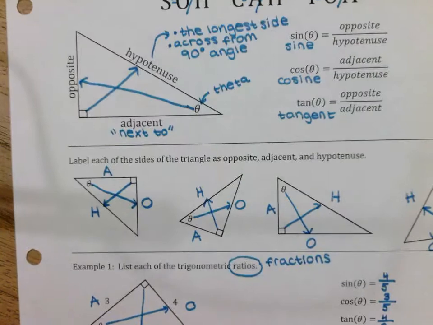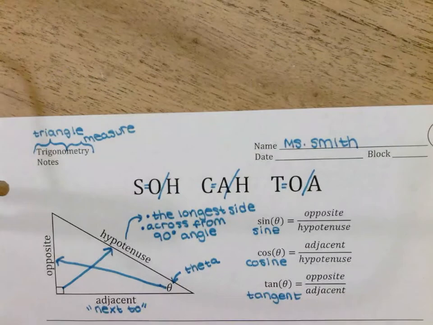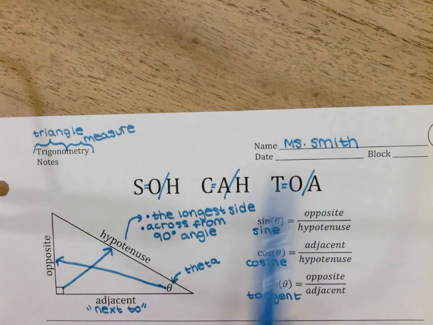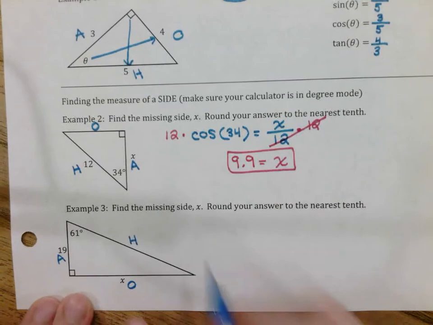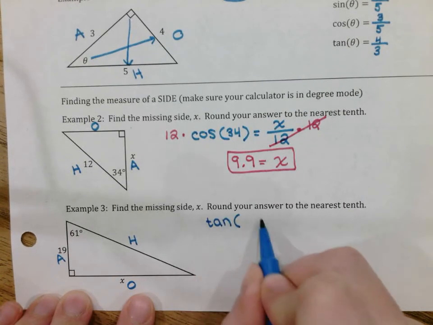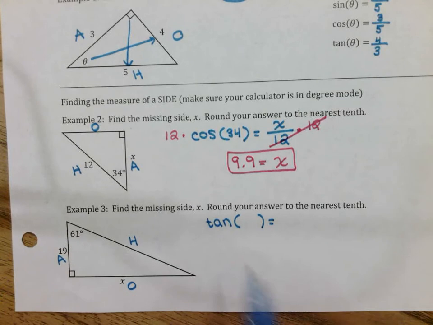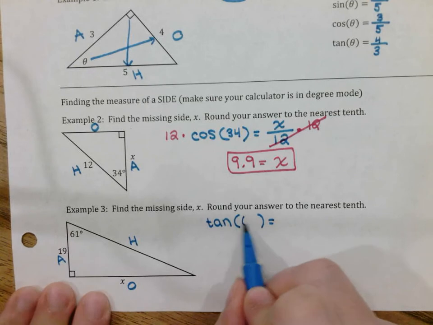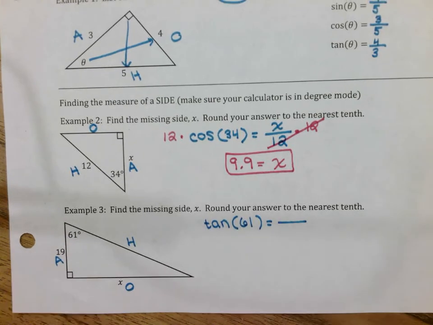So we come up here. Which one has A and O? Well, it's this piece. It's the TOA piece. And T stands for tangent. We know we're using tangent. That's how we're going to start. We're going to say tan, short for tangent, of what? What's going to go in here? Well, our angle always goes inside the parentheses. We're going to put 61 in the parentheses. Is equal to something over something.